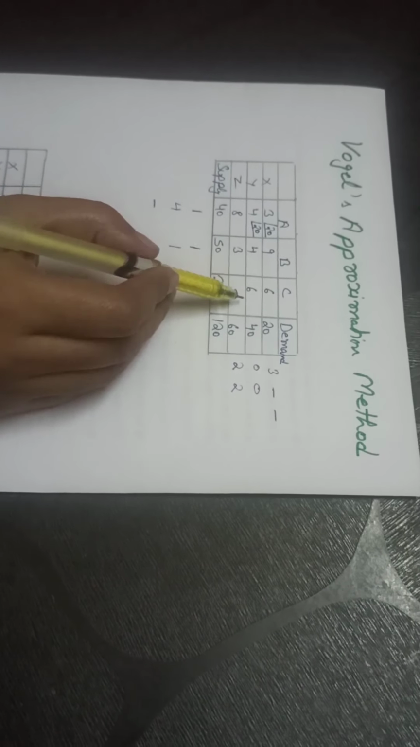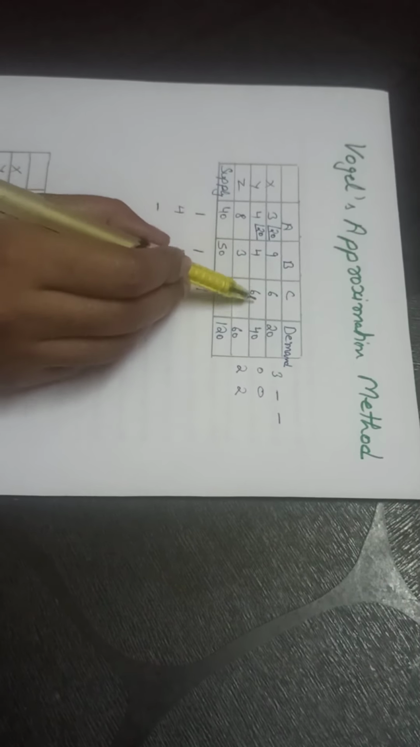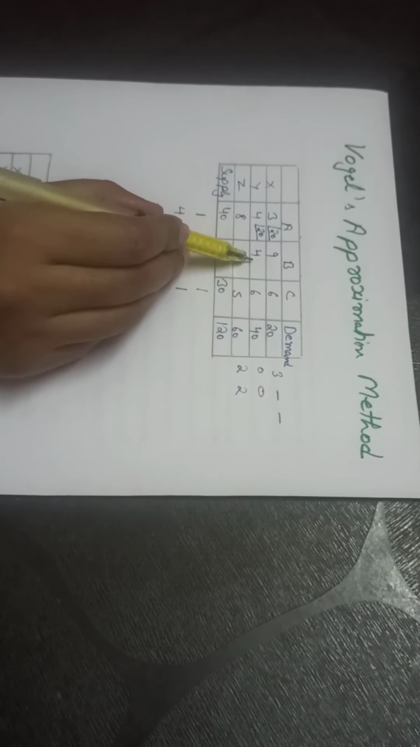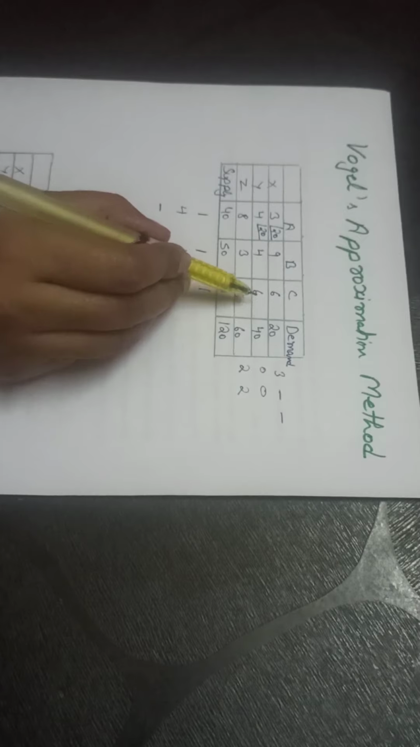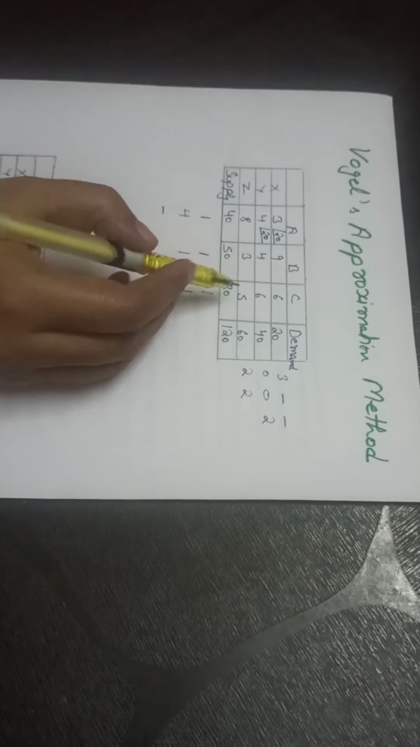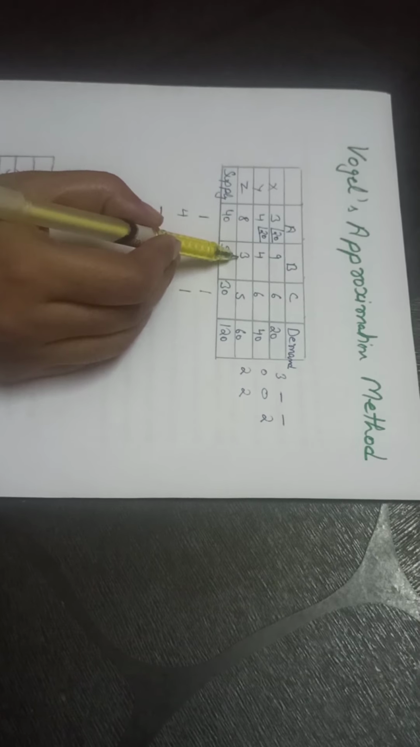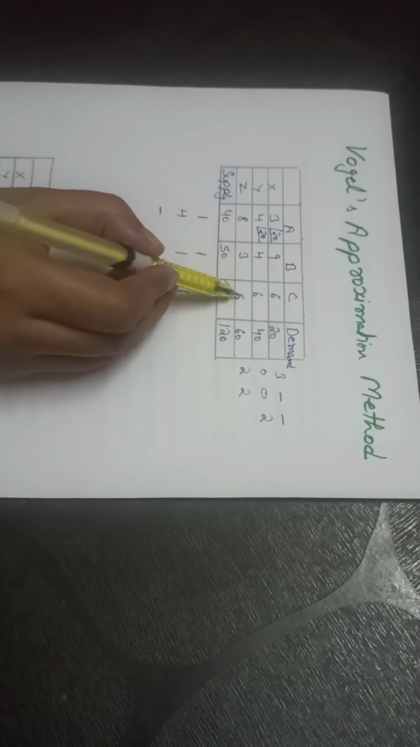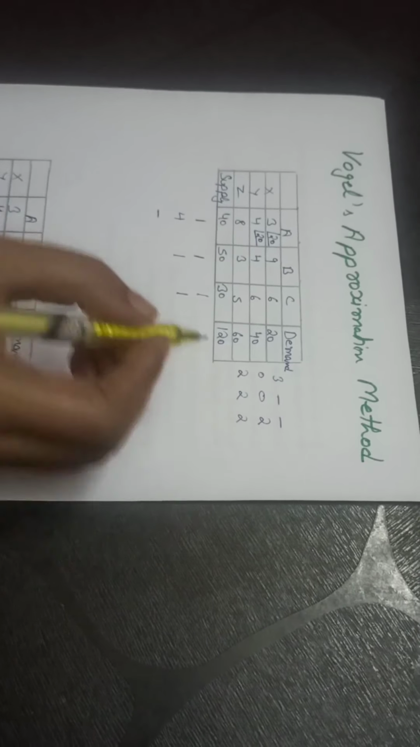Now we will repeat the process. We will check the least cost in only these two columns, 4 and 6. Our least cost is 4 and the second least cost is 6. 6 minus 4 is equal to 2. Now we will repeat the process for the third row, 3 and 5. The least cost is 3, the second least cost is 5. 5 minus 3 is equal to 2.